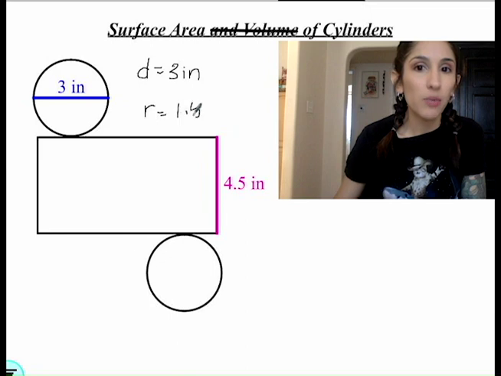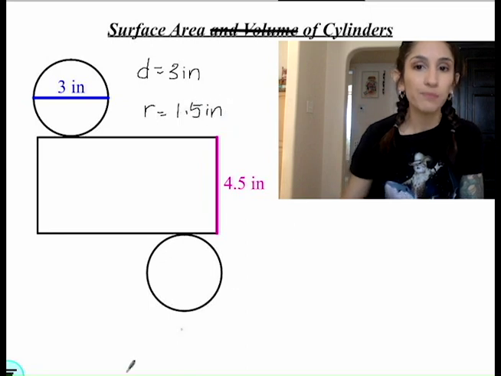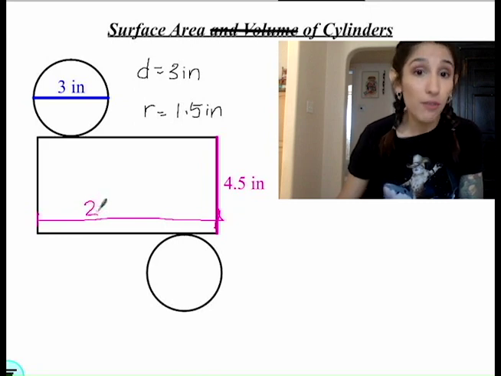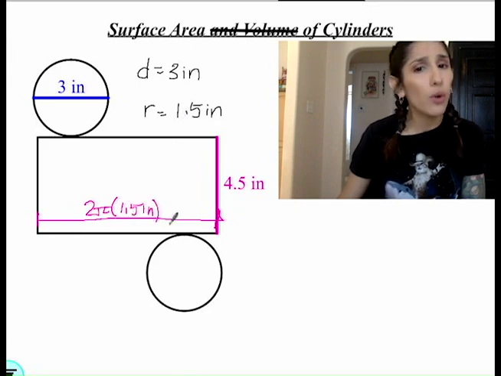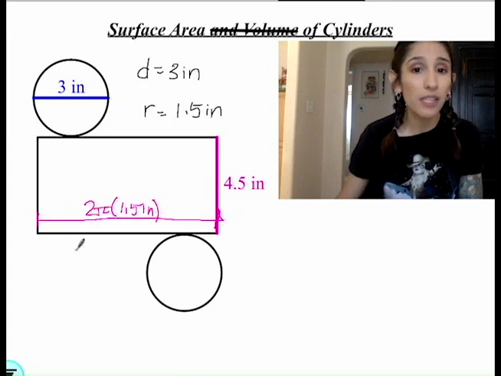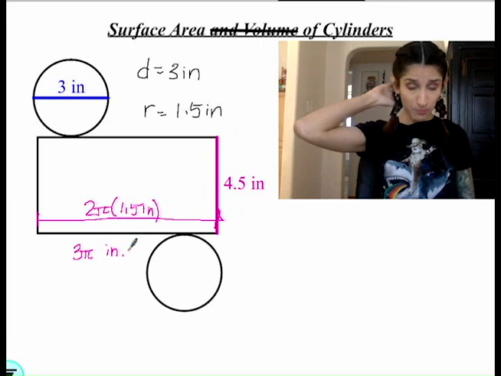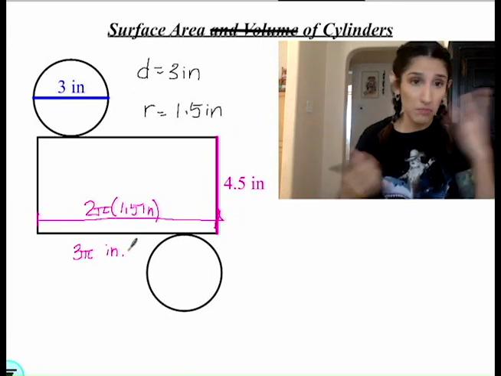So when I'm thinking about this entire label length from one end all the way to the other, it's really my circumference. So 2 pi times my radius, 1.5 inches. Or if I multiplied the 2 and the 1.5, really the length of this rectangle is 3 pi inches. We're going to stick with that for now until I calculate the entire area.